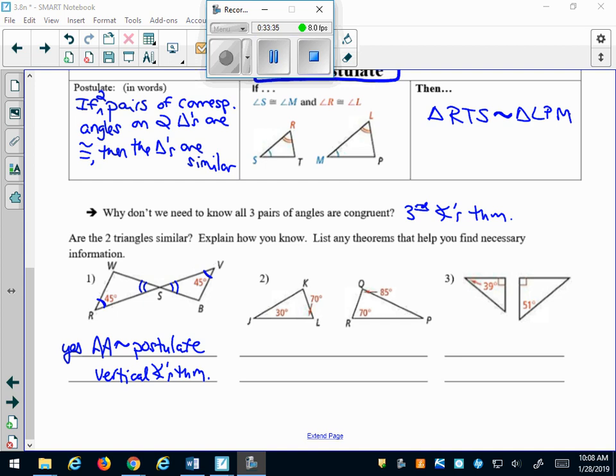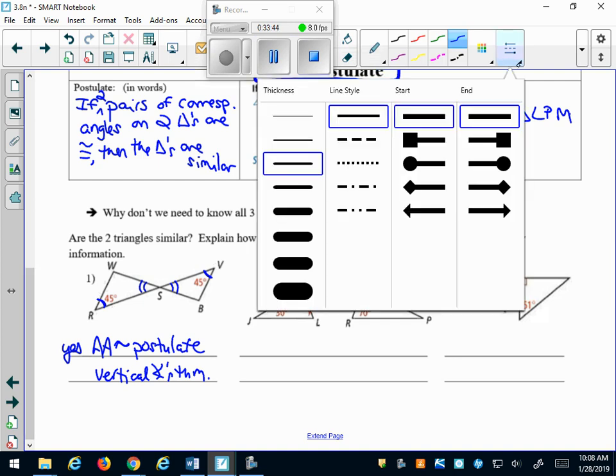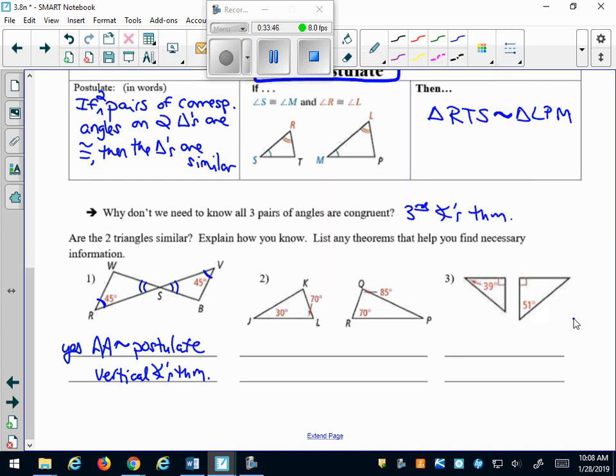Okay, so since they're not telling us that the triangles are similar, we don't know anything about congruence here. We have to use triangle sum. So what is the missing angle? What's angle K going to be here? 80 degrees, because 30 plus 70 is 100, so we got 80 degrees left right there. Now, in the second triangle, we've got 70 and 85. What's angle P going to be? 25 degrees. Are these triangles similar?